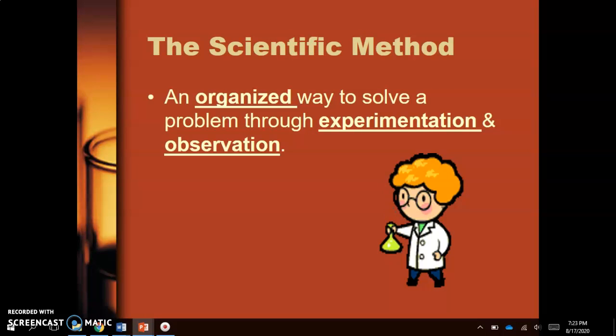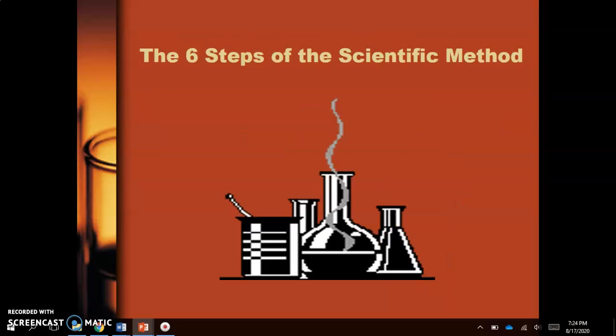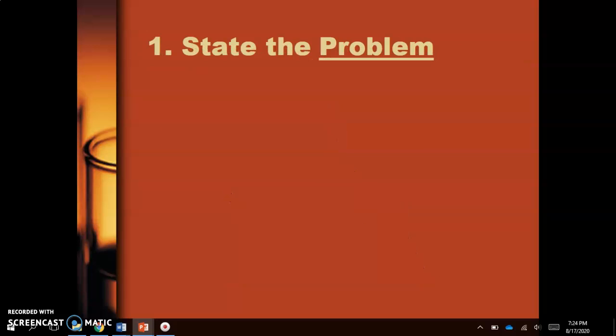The scientific method is an organized way to solve a problem through experimentation and observation. When we say experimentation, we often mean, in the context of a science lab, actually running an experiment, recording your observations, and then drawing conclusions about what it is that you're seeing. So the scientific method is just the steps that you're going to take to get to that conclusion. There are 6 steps of the scientific method that we're going to learn about today.